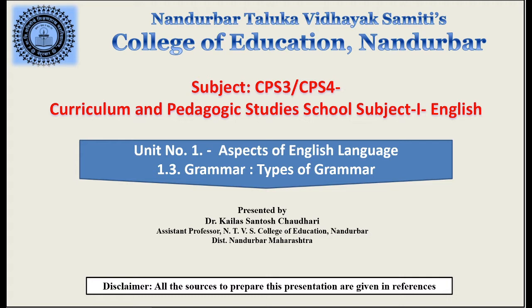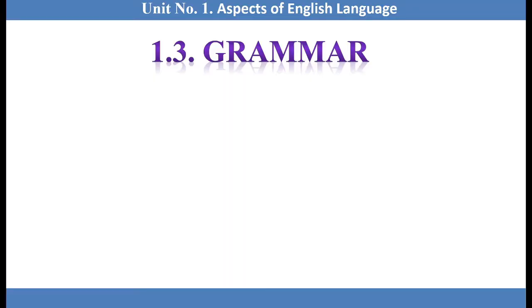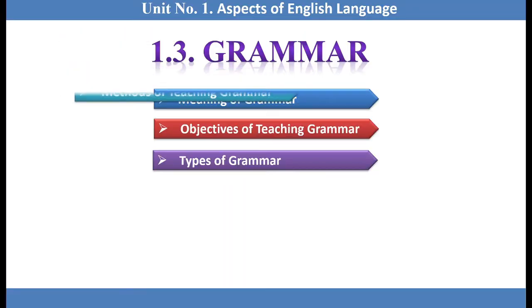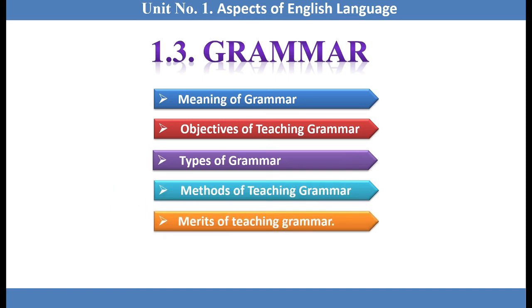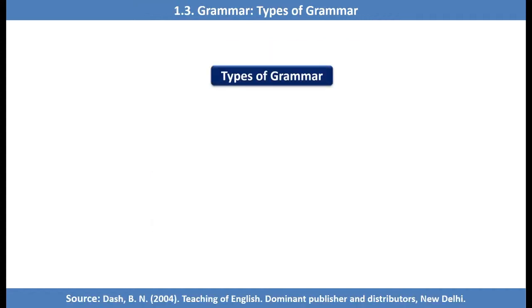In the last video we learned what grammar is and what the objectives of grammar are. So today we will see types of grammar. Friends, these are the topics we have to cover under grammar. The meaning of grammar and the objectives of teaching grammar we have covered. Today we will see types of grammar. Then in the next video, methods and merits of grammar will be learned. Okay, let's see the types of grammar.